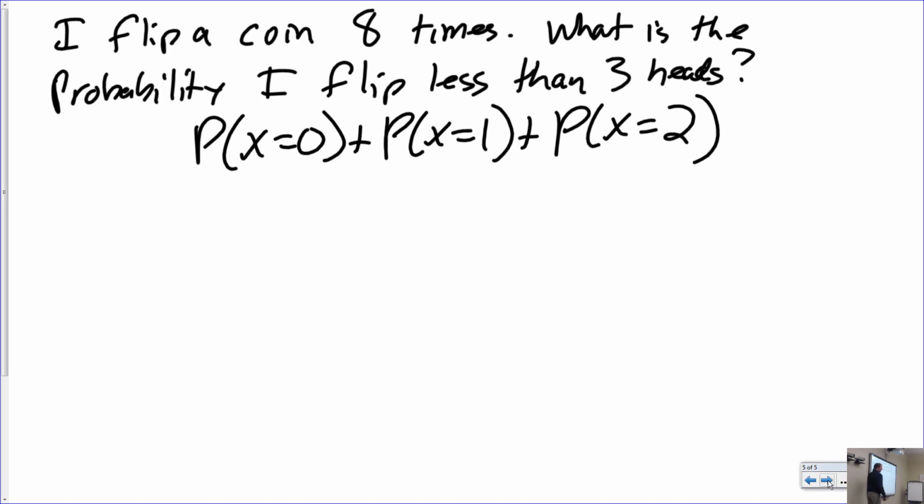Now, the cool thing about flipping a coin, folks, is that this is at least not as bad a calculation as you think. Now, we can go through it the long way, but I want to show you that if you look at some of these problems, sometimes you can make them easier by looking first, all right? So how do we figure out the probability that we flip 0 heads out of 8 times flipping a coin?